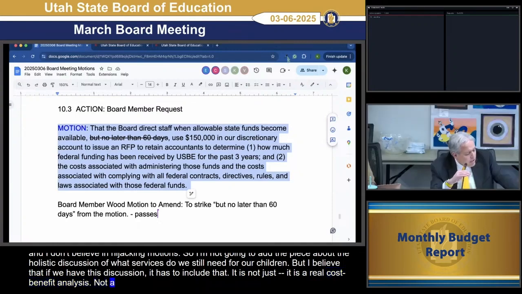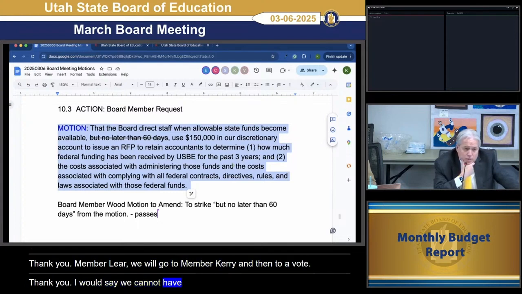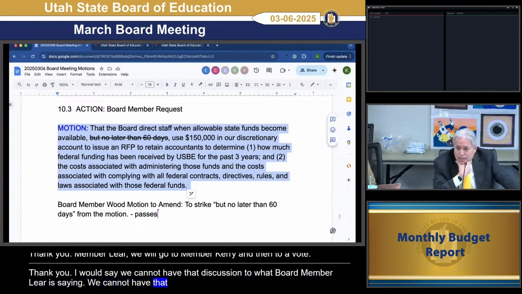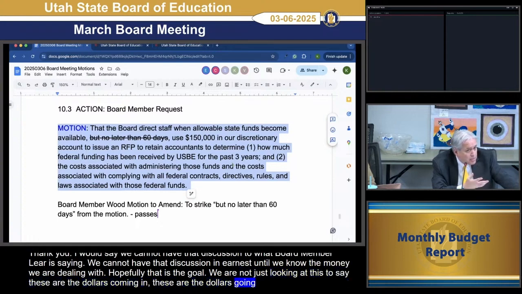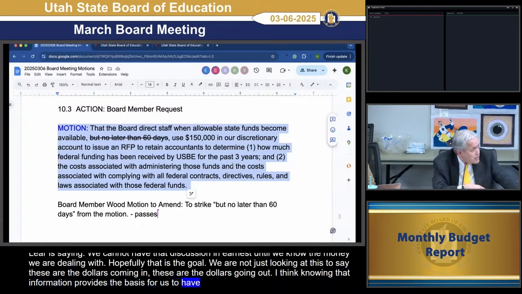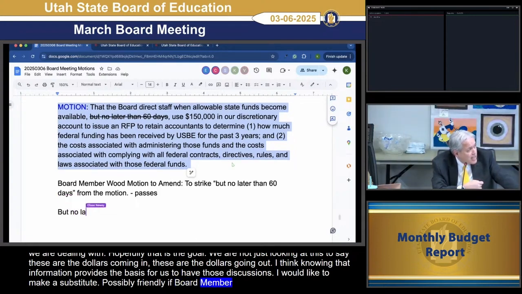Thank you, Chair. Yeah, I would say, to what Board Member Lear was saying, that we can't have that discussion in earnest until we know the money that we're dealing with, and hopefully that's the goal. We're not just looking at this to say these are the dollars coming in, these are the dollars going out, but I think knowing that information provides the basis for us to have those discussions. I would like to make a substitute, if it's possibly a friendly, if Board Member Kelly would consider it as such, but instead of saying "but no later than 60 days," it would say "but no later than 65 days." And then in our discretionary or contingency account.